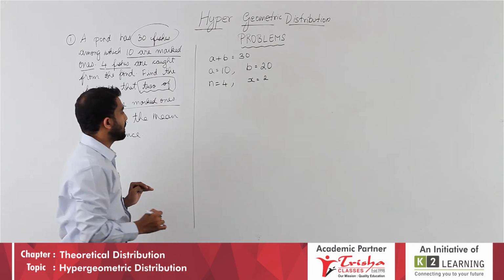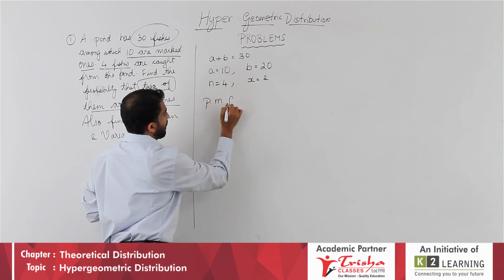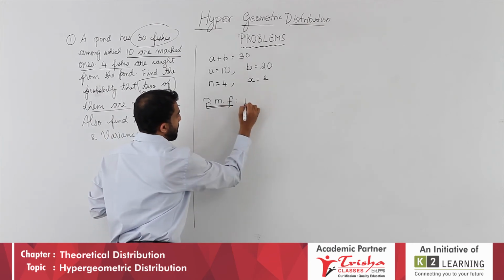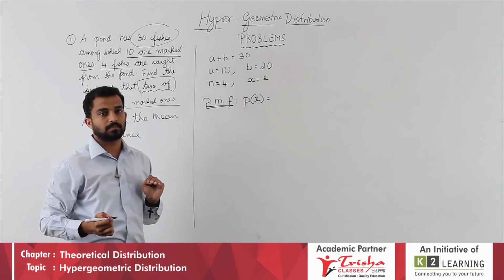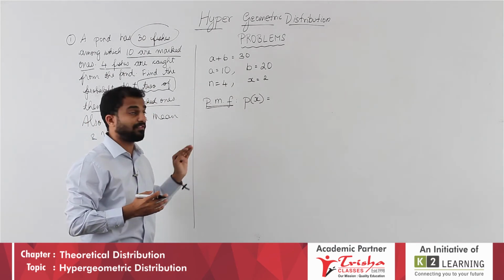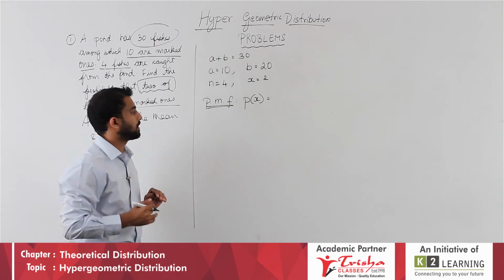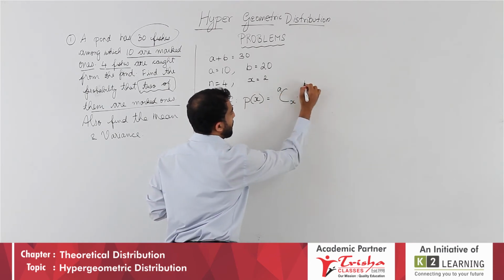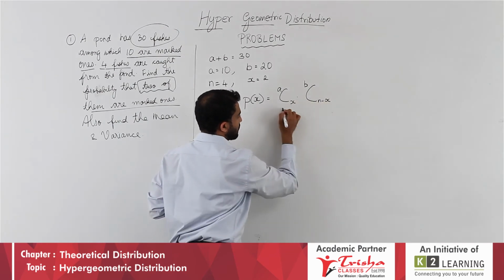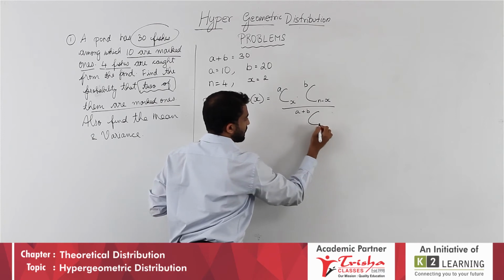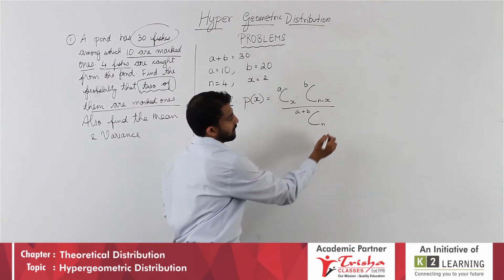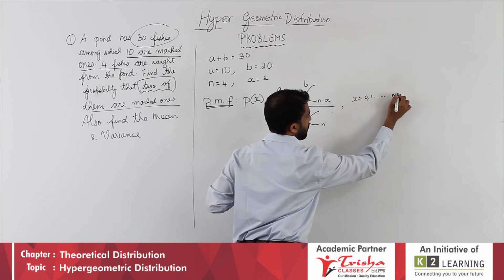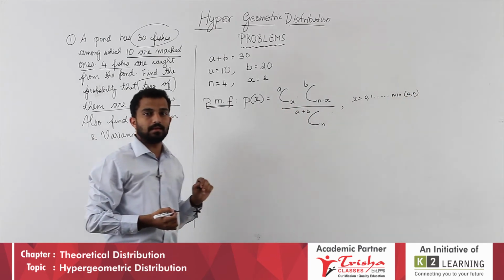So, firstly, let us write the probability mass function for hypergeometric distribution. What is it? If you remember from the previous case, we have written the PMF of a hypergeometric distribution. So let us recall it once again. It is P of x is equal to ACx into BC(N minus x) divided by (A plus B)CN, and this follows the range x is equal to 0, 1, 2, up to the minimum between A and N.